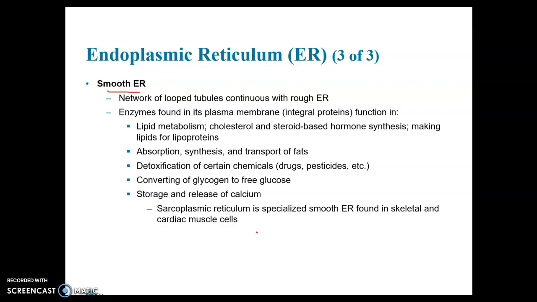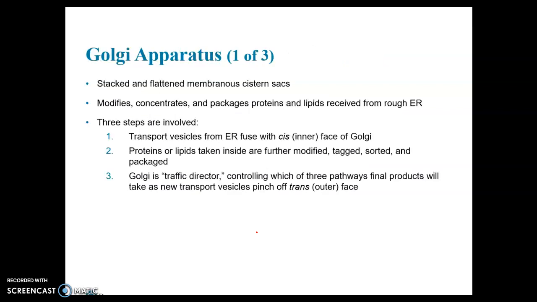So the smooth ER does a lot. Just try to associate smooth ER with lipids, okay? Because it's mostly what it does. Okay, then the Golgi apparatus's job is to modify and package proteins and lipids received from the rough ER, so like the proteins and the phospholipids received from the rough ER.